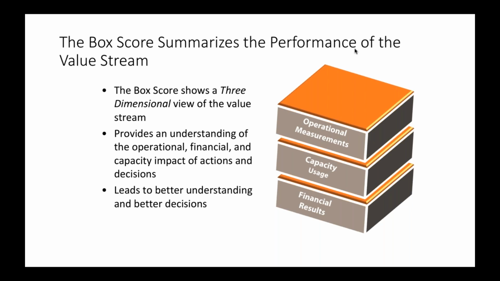The important thing about the box score is the relationships between the three components of the box score. It's very important to be able to understand the relationships based on how things relate to each other. How does operational performance impact capacity, impact finance? How does the capacity usage impact operational performance and financial results, and vice versa, and all the way around?